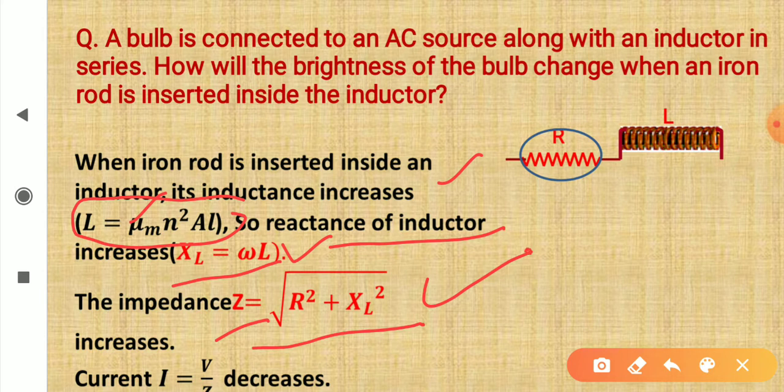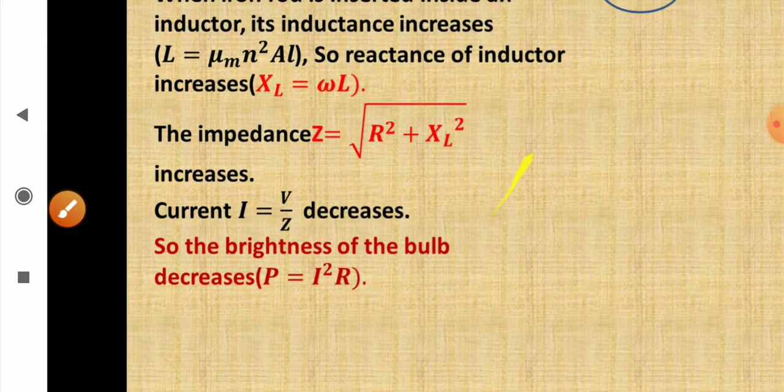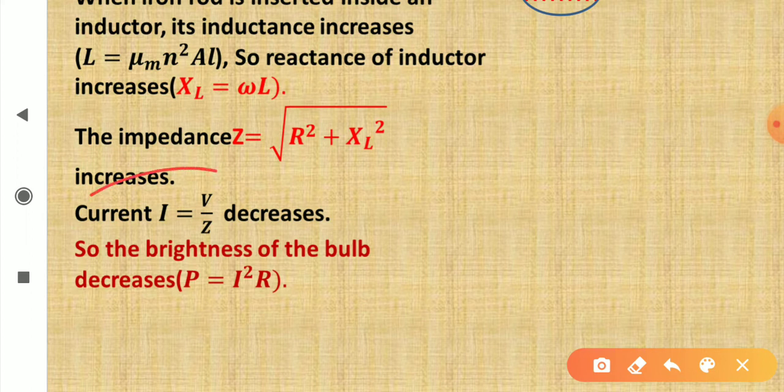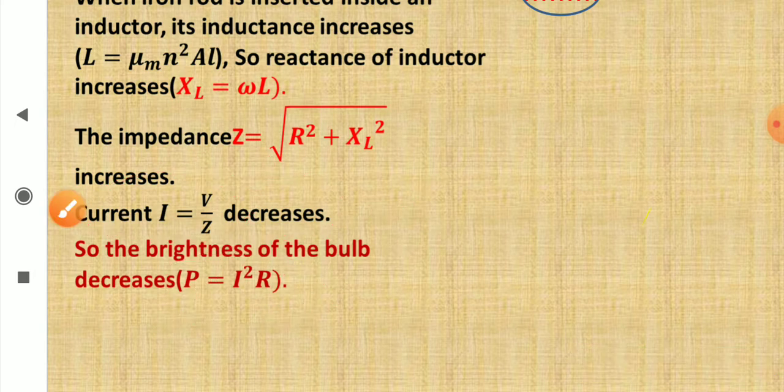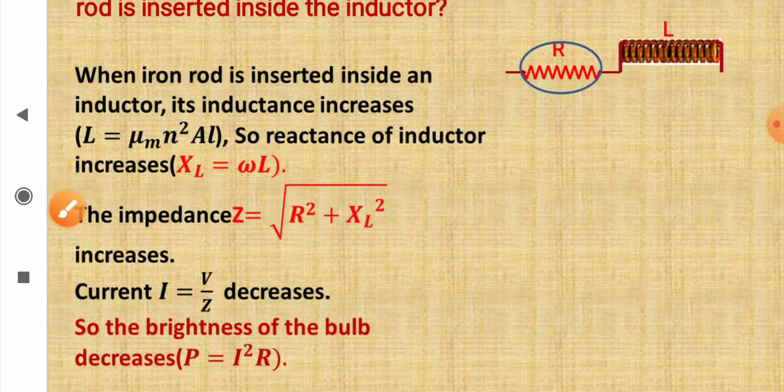Now if the impedance increases, then what? The current in the circuit is voltage upon net impedance. So the current will decrease, and when the current decreases, the power dissipated across the resistance or across the bulb is I square R. So current decreasing means power dissipated by it is decreased. That means the brightness of bulb will decrease.